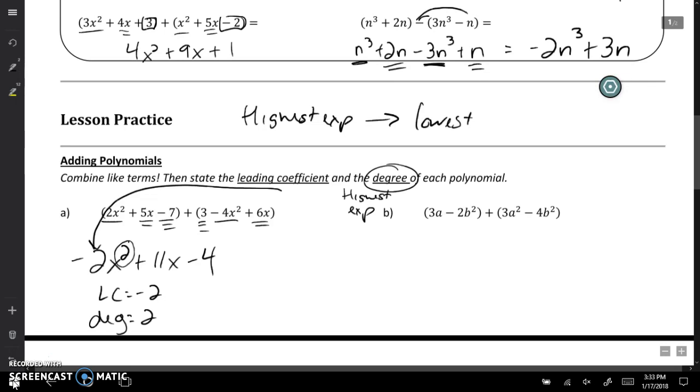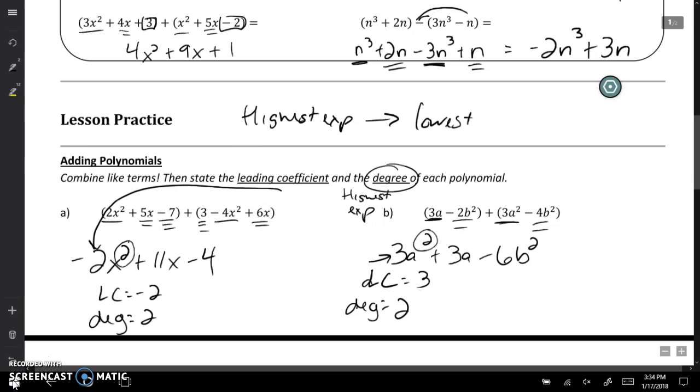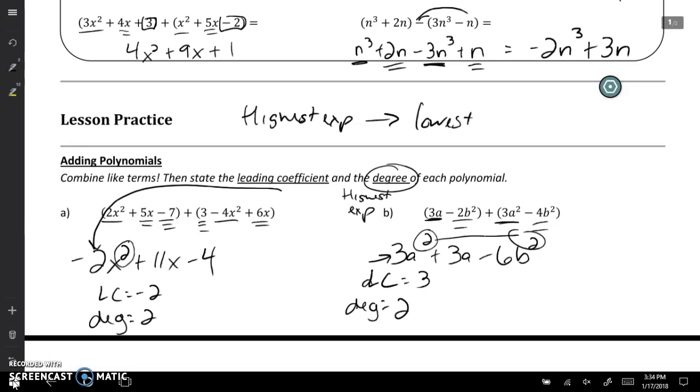Looking over here, that's the only a squared, so that one comes up front. That's the only a, so plus 3a. Now negative 2b squared minus 4b squared is minus 6b squared. What I would say now, your leading coefficient is 3 because it's the guy up front. Your degree is 2. In this case, we actually have two things that have 2's, so the degree is still 2. The 3 is your leading coefficient because alphabetically A would come before B.